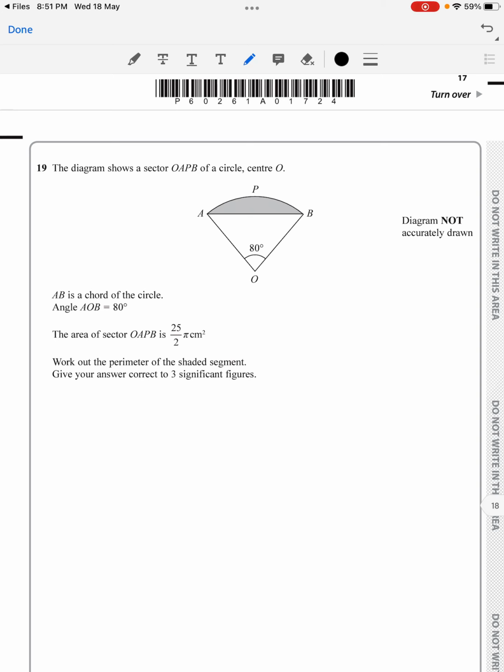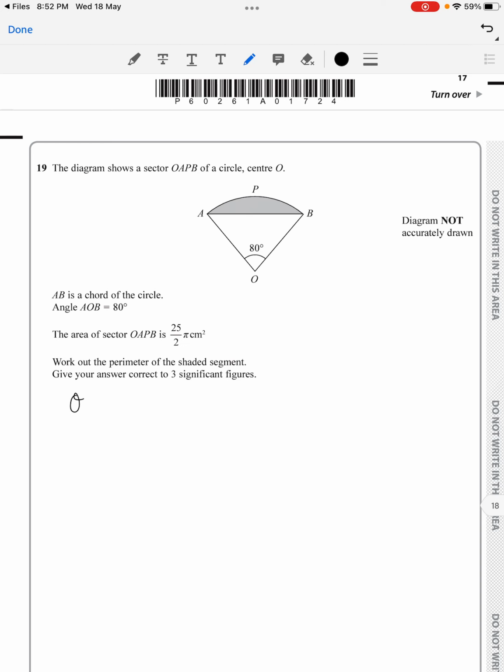Alright, let's move on to the next question. The next question states that AB is a chord, the area of the sector, work out the perimeter. So what you need to do is find the perimeter of a sector. The perimeter of a sector is the arc length plus the radius, right?